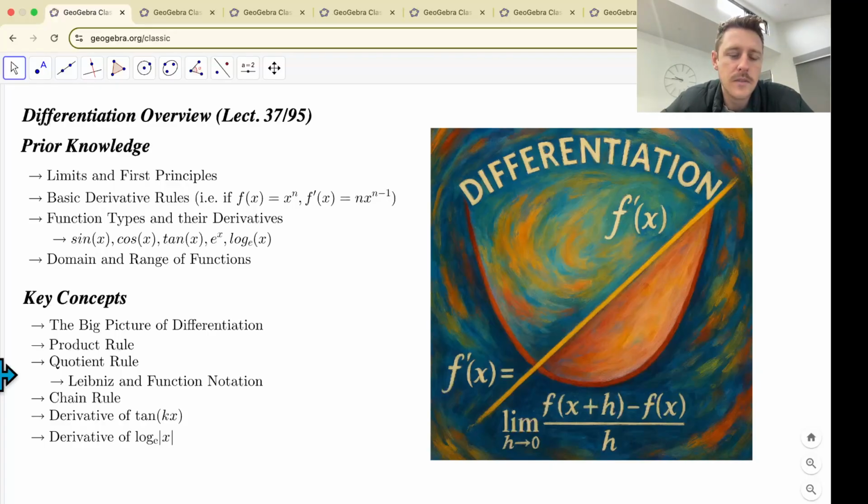So the concepts we'll cover in this is what is differentiation, sort of the big picture. Then we'll look at the product rule, the quotient rule, Leibniz and function notation, so two different ways we can sort of notate calculus. Then we'll look at the chain rule, and then we'll look at the derivatives of tan x and log e of mod x. All of these things I've covered in more detail elsewhere, like the product rule and the quotient rule. I've done proofs of those, but this is sort of just to remind you of the big key concepts of differentiation for spec maths. So let's jump into it.